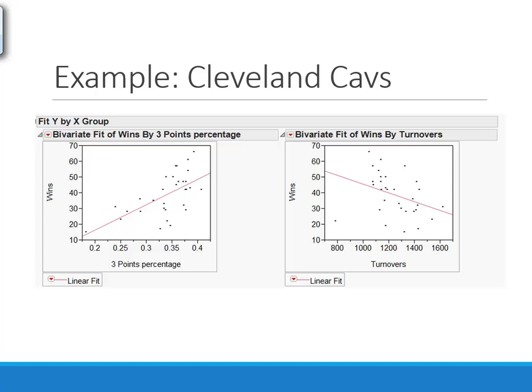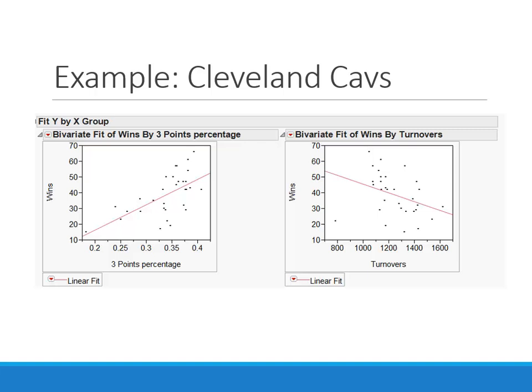some scatter plots. On the left side, I have wins against the 3-point percentage. This is all the observations that I have. Then I also have the wins versus the turnovers the team had over the course of the season. So my question for you is, for both of these cases, is a linear model appropriate?